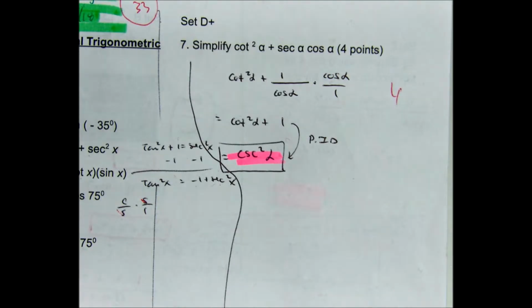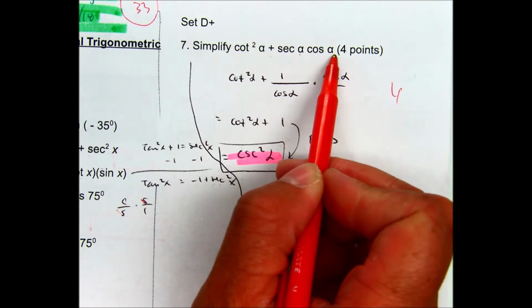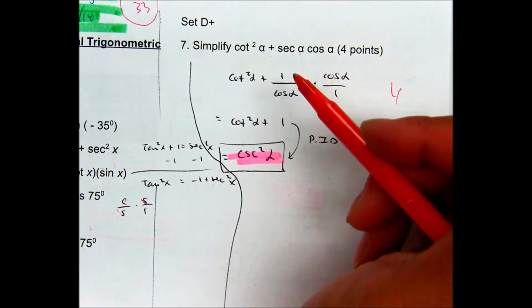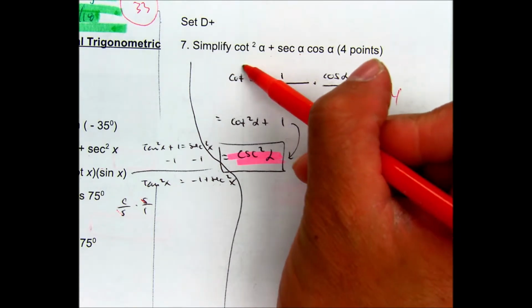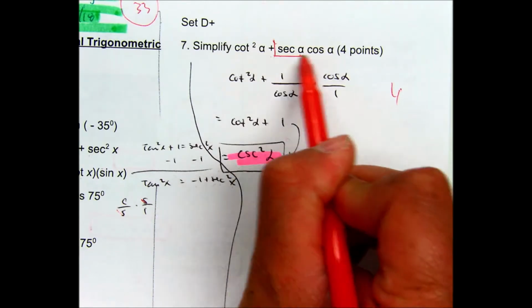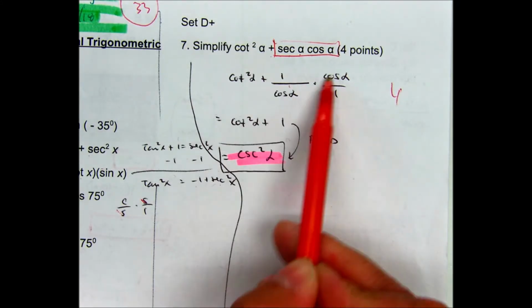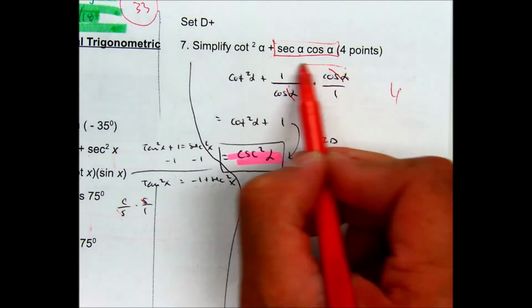The next one, is it D plus on yours? Simplify cotangent squared alpha plus secant alpha times cosine of alpha. The first thing you want to do is try to change things to sine and cosines. Now some of you guys try to change that one into cosine squared over sine squared. If you just transform the right side, secant is 1 over cosine by the reciprocal identity, multiply across. When you cancel these, you get 1. So this whole expression over here on the right side equals 1.